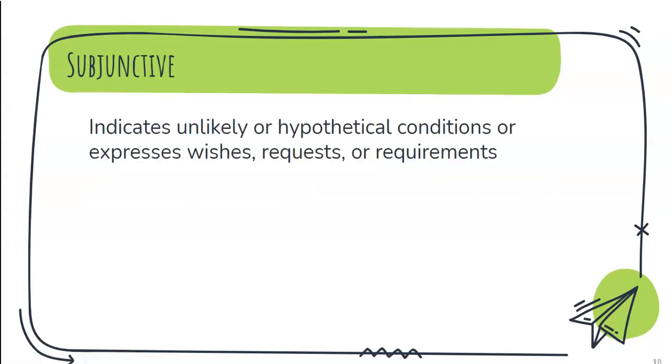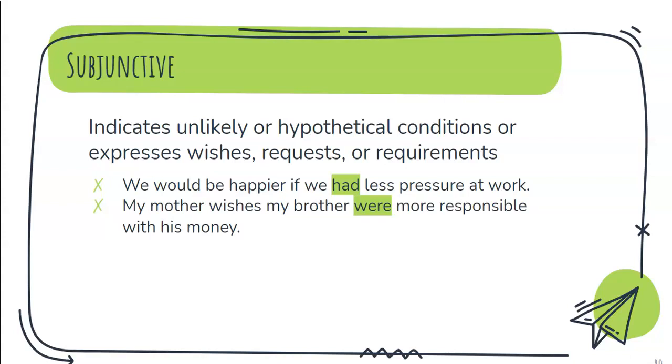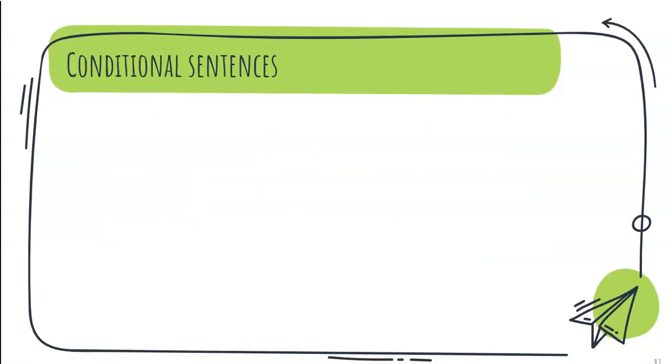The subjunctive mood indicates unlikely or hypothetical conditions, or expresses wishes, requests, or requirements. For example, we would be happier if we had less pressure at work. My mother wishes my brother were more responsible with his money. In this last sentence, the verb write is subjunctive because it's the requirement of most colleges. The subjunctive has two types: one that is the same form as the past tense and one that is the same as the base form.